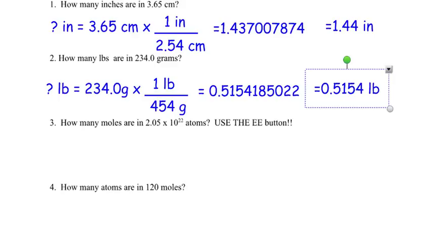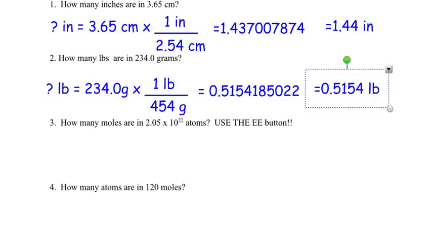Okay, so let's go on and do something that we haven't seen before. You've never seen moles in chemistry yet. We haven't really talked about quantities of atoms yet, but we can come up with these quantities using factor label. So it says how many moles are there in 2.05 times 10 to the 22nd atoms. So immediately you know there's something different. We have an exponent in this problem.